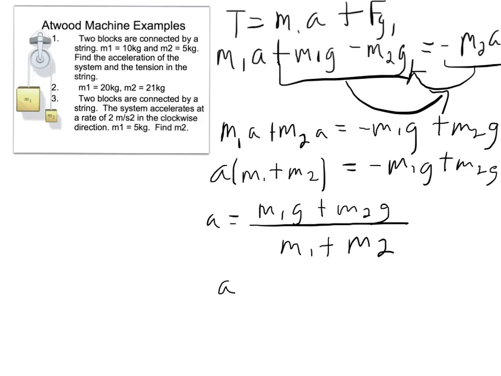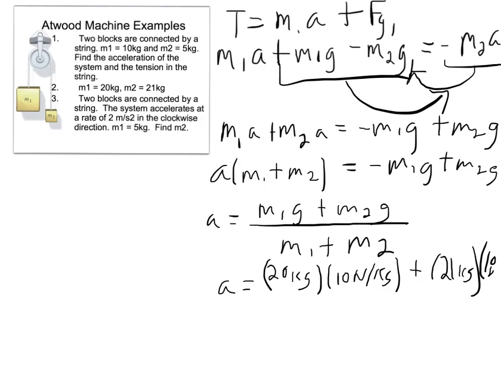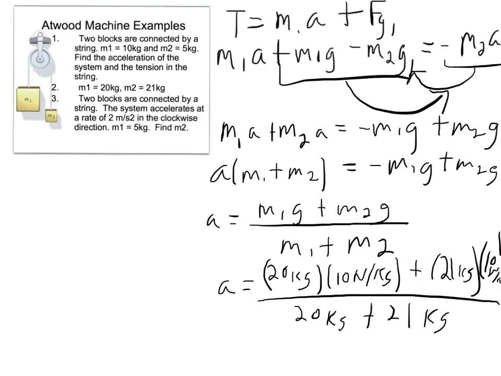Substituting in, we can now find the number. a equals mass 1 is 20 kilograms times 10 newtons per kilogram plus m2 is 21 kilograms times 10 newtons per kilogram, sorry about the sloppiness over there, over 20 kilograms plus 21 kilograms. Grab a calculator, I'll do the same. Let's see what we get. So I have, solving this out, 200 newtons for this term plus 210 newtons for this term divided by 41 kilograms.